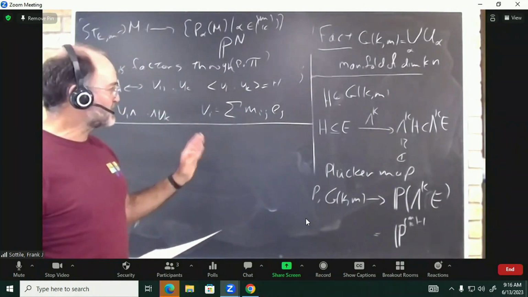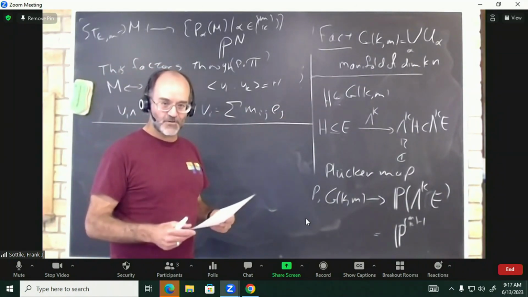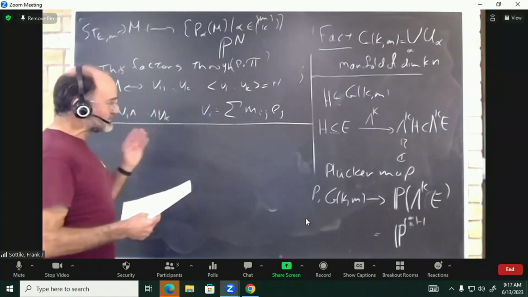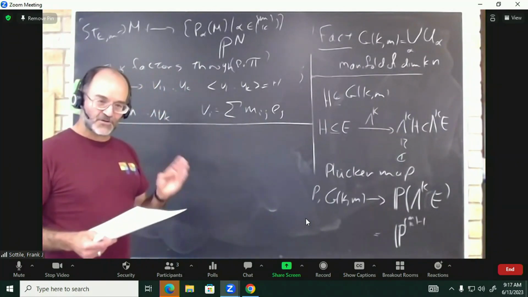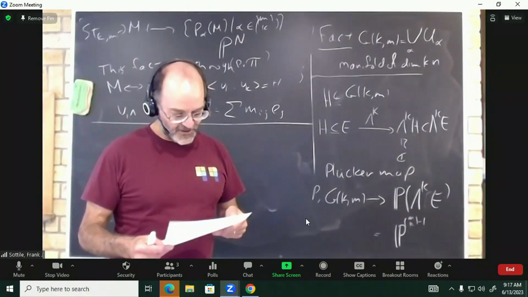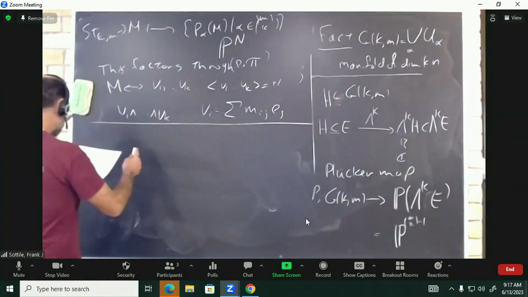My lecture at the end of the day, I'm going to talk more about the groups that are acting on here, and we'll see another way to view these flag manifolds. But let me dive into the internal structure of the Grassmannian, because this is where Schubert first arises.